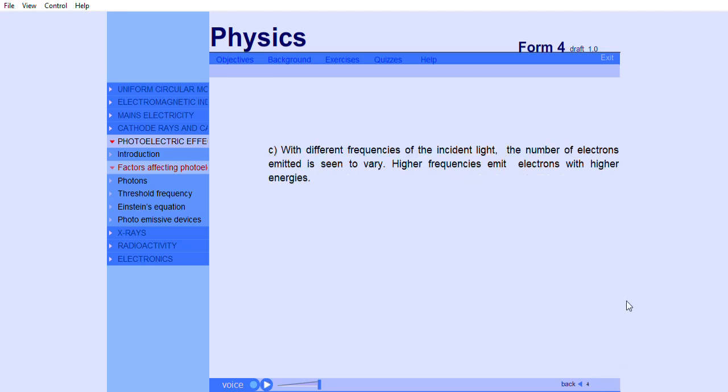With different frequencies of the incident light, the number of electrons emitted is seen to vary. Higher frequencies emit electrons with higher energies.